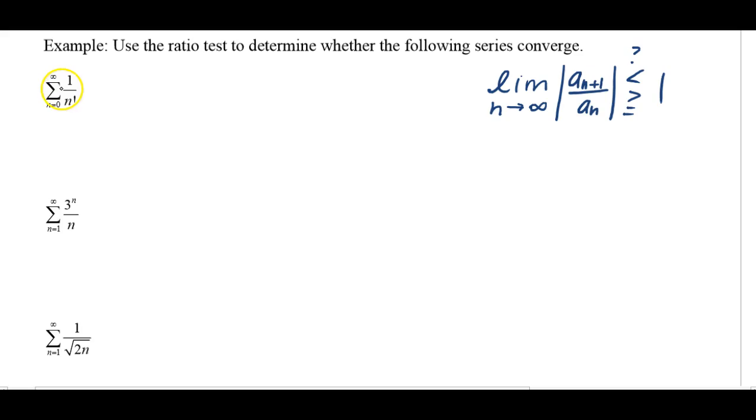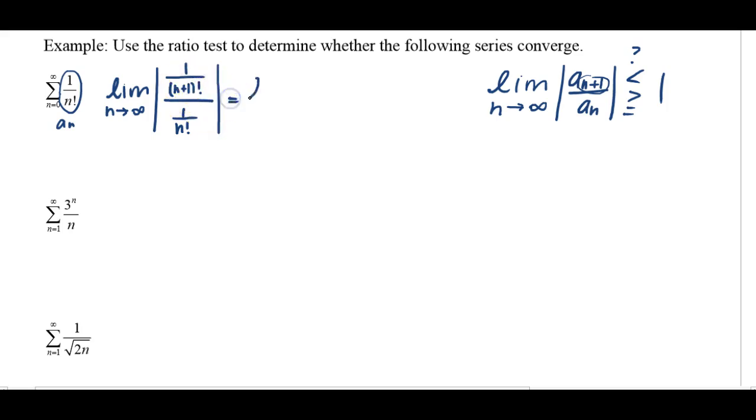So this series has a general term, a sub n, of 1 over n factorial. So we need to set up the limit as n approaches infinity of the absolute value of, so a sub n, the general term goes on the bottom. So 1 over n factorial goes on the bottom. And what goes on the top is a sub n plus 1. So in other words, n plus 1 is going to be substituted into this n. So on top is 1 over n plus 1 factorial, absolute value.